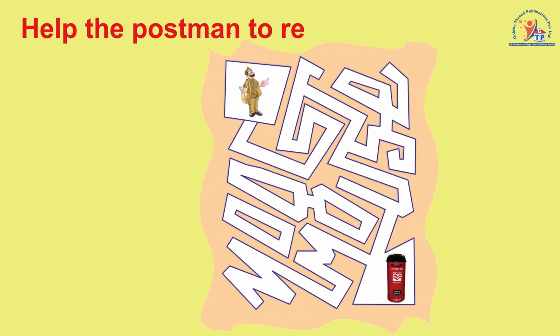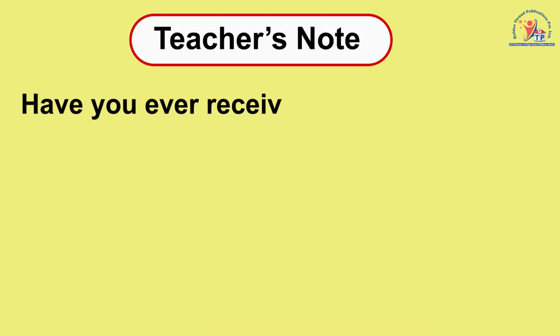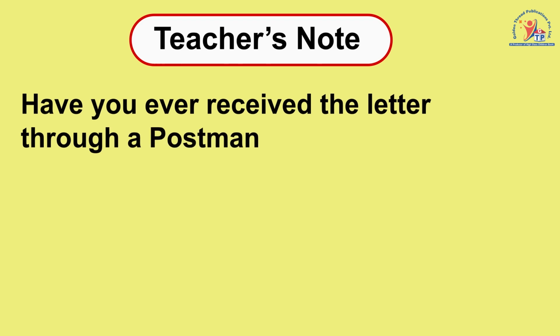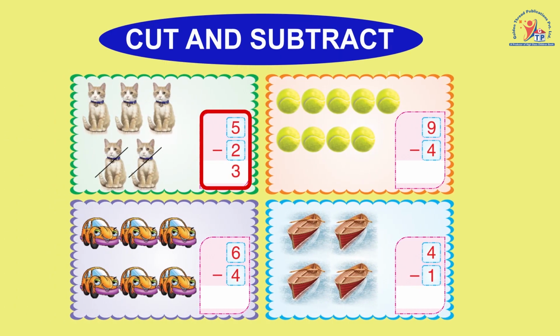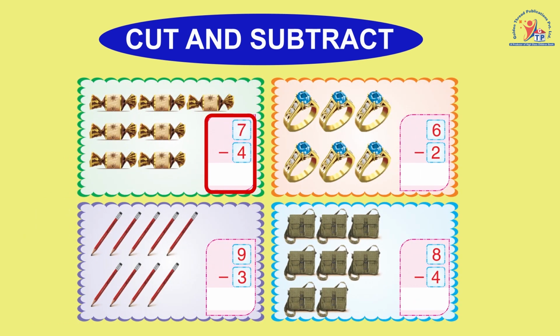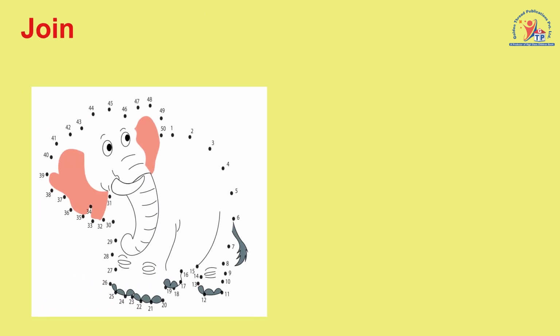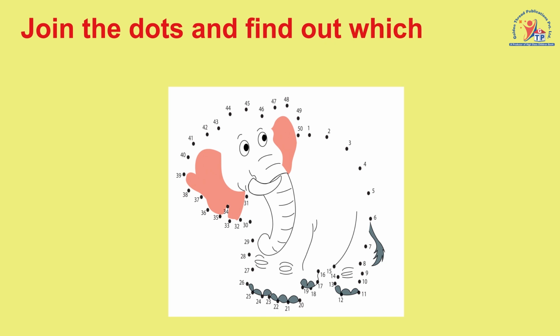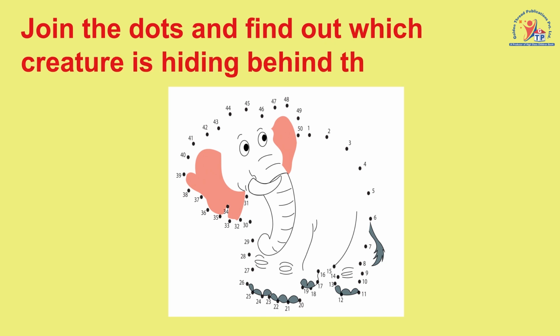Help the postman to reach the letter box. Teacher's note. Have you ever received a letter through a postman? Cut and subtract. 5 minus 2 is equal to 3. 9 minus 4. 6 minus 4. 4 minus 1. 7 minus 4. 6 minus 2. 9 minus 3. 8 minus 4. Join the dots and find out which creature is hiding behind the numbers.